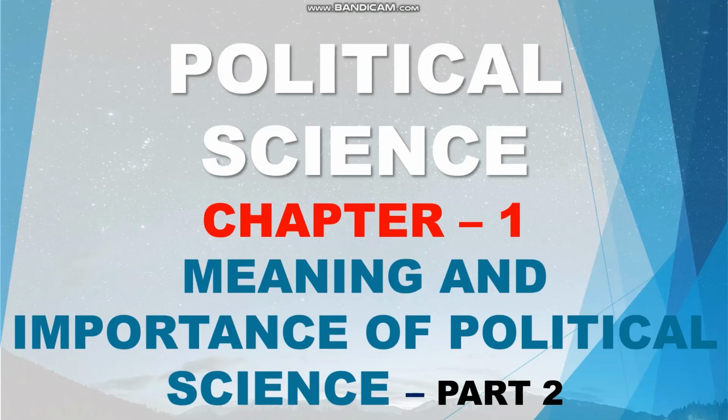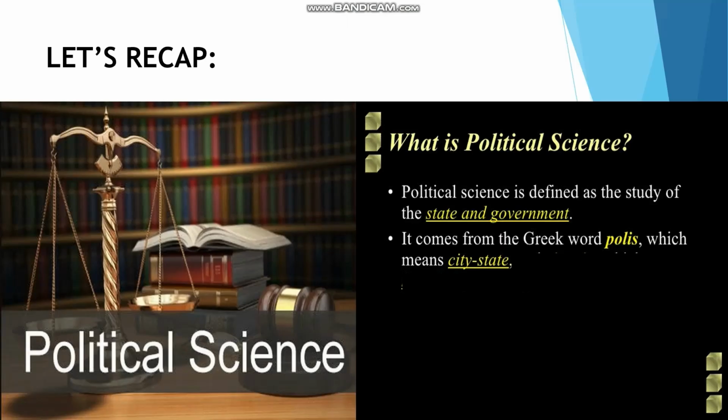In yesterday's class, we learnt about the meaning and importance of political science, part 1. Today, let's do the recap of the topics that we have learnt. What is political science? Political science is defined as a study of the state and government. The word politics comes from the Greek word polis, which means city-state.